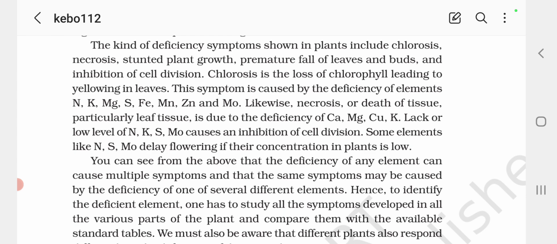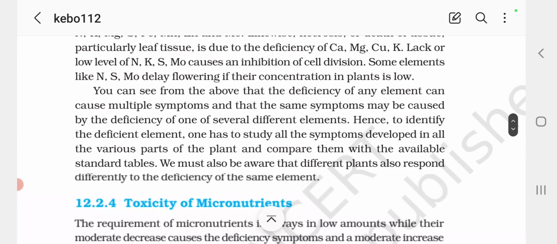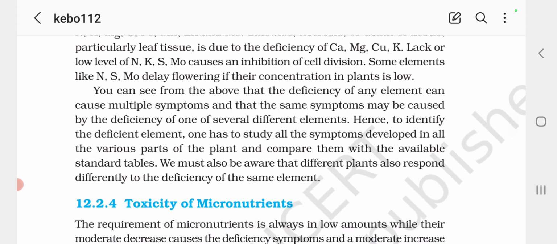Chlorosis is the loss of chlorophyll leading to yellowing in leaves. The symptom is caused by the deficiency of elements like nitrogen, potassium, magnesium, sulfur, iron, zinc, and molybdenum. Likewise, necrosis, or death of tissue, particularly leaf tissue, is due to deficiency of calcium, magnesium, copper, potassium. Lack or low level of nitrogen, potassium, sulfur, molybdenum causes an inhibition of cell division. Some elements like nitrogen, sulfur, molybdenum delay flowering if their concentration in the plant is low.